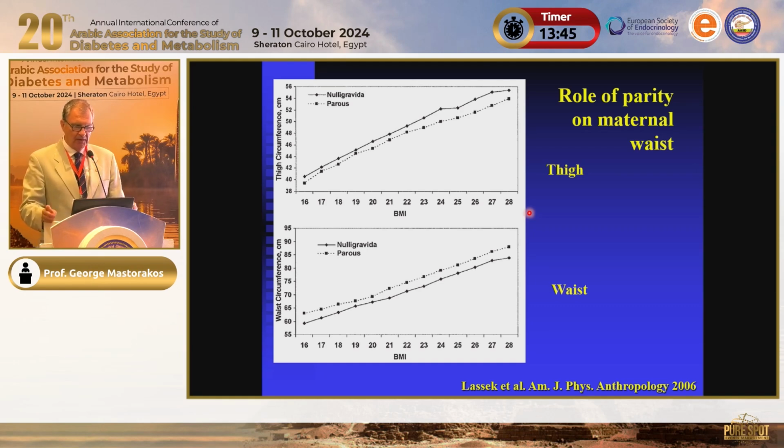the women who are nulligravida develop adipose tissue reserves at the level of their thigh, whereas the women who have been pregnant at least once develop adipose tissue reserves at the level of the waist.